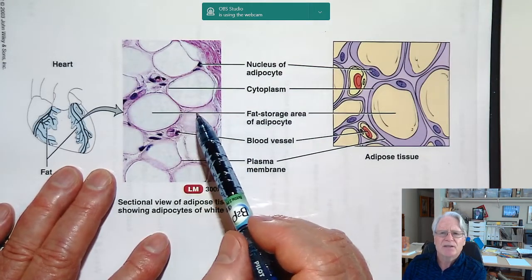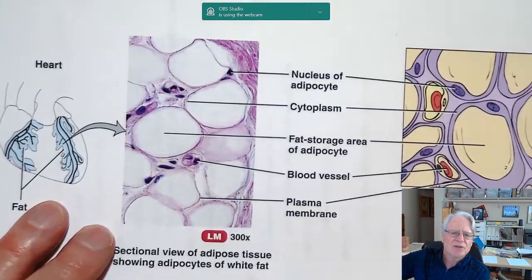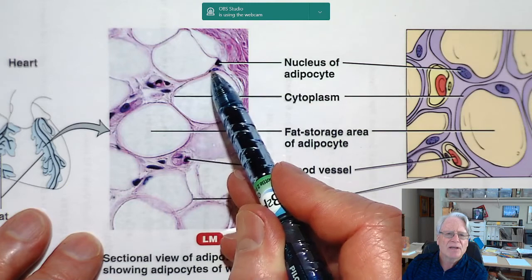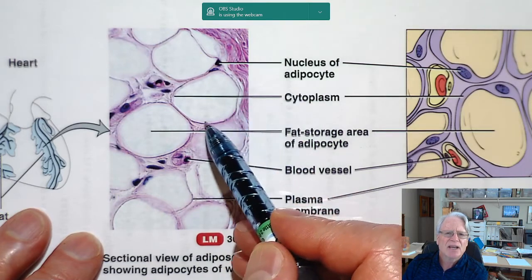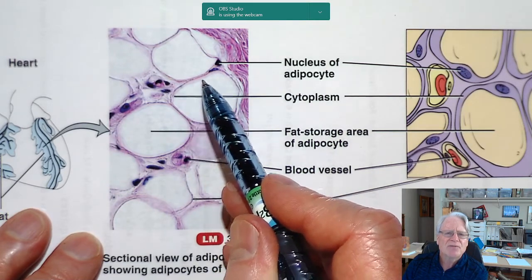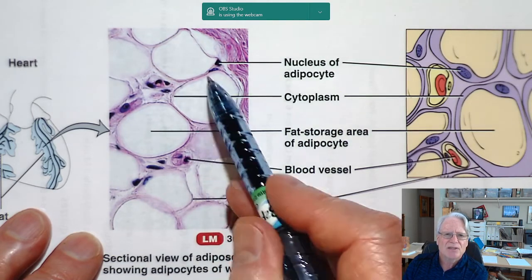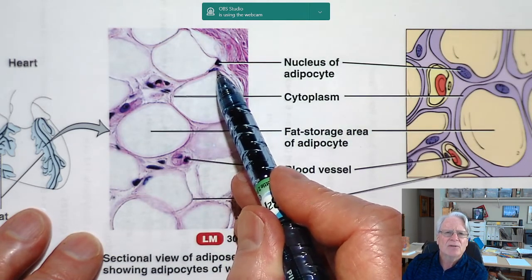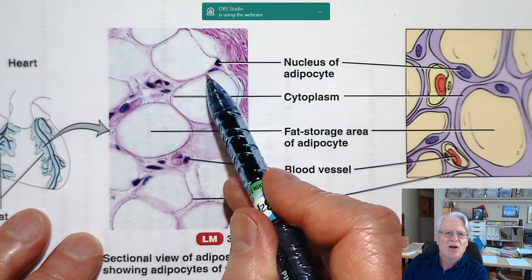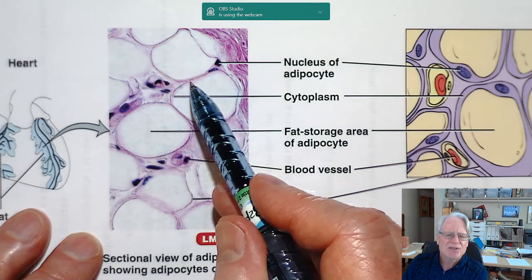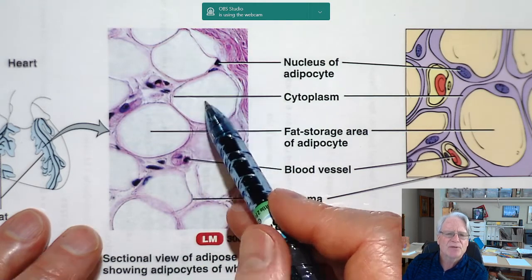Let me point out a couple things of interest to you. So first of all, this is the cell right there, and you can see very clearly the plasma membrane, and most of that cell is filled up with this white space, and that's the triglycerides. This is the nucleus of that cell, and all the other organelles, I should say, are pushed off to the edge. So the entire cell is filled up with this adipose tissue.